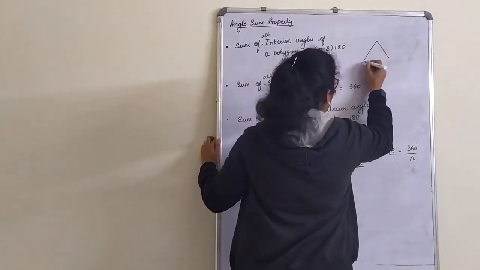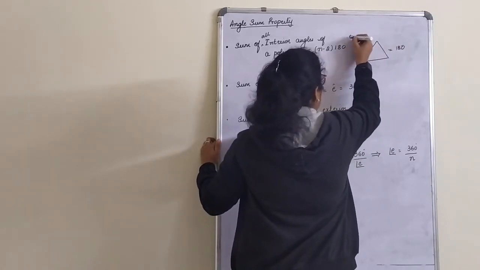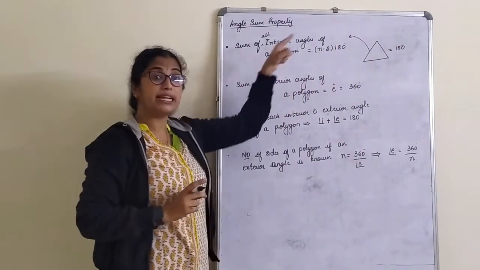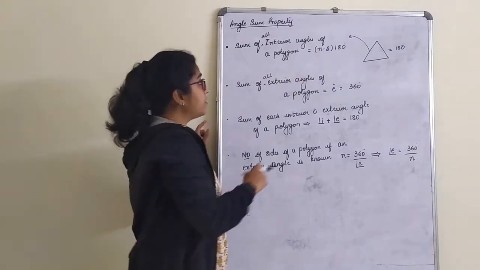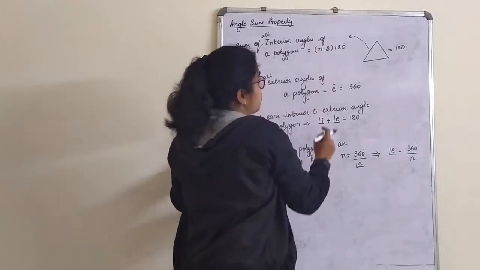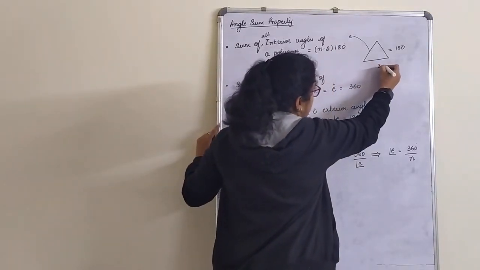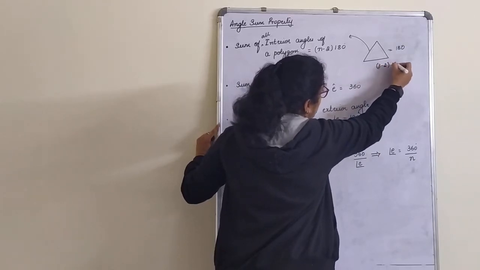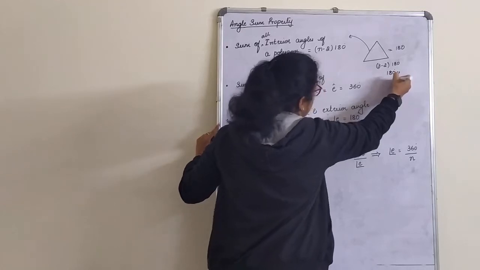What is the angle sum property of a triangle? We know that it is 180. Let's apply this and check. The sum of all interior angles of a triangle is 180, we know that, right? Let us apply here. The formula is (n minus 2) into 180. So what is n here? n is 3. (3 minus 2) into 180. So 3 minus 2 is 1, and 1 into 180 is 180.